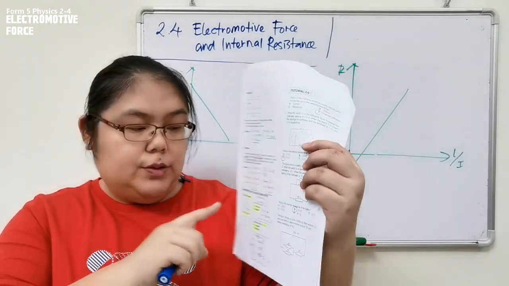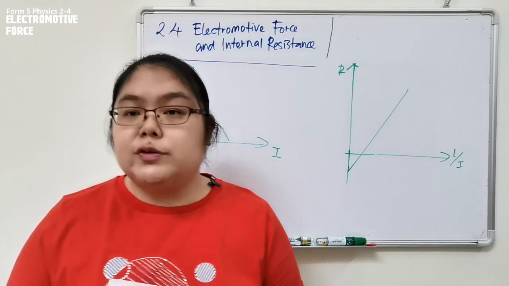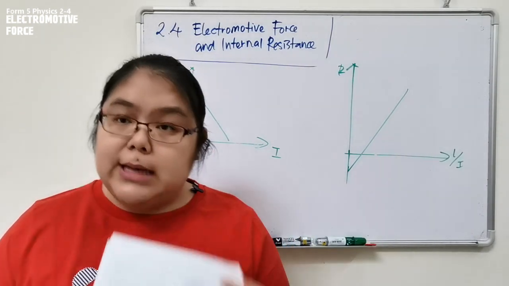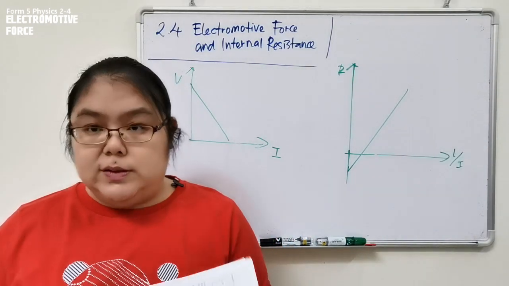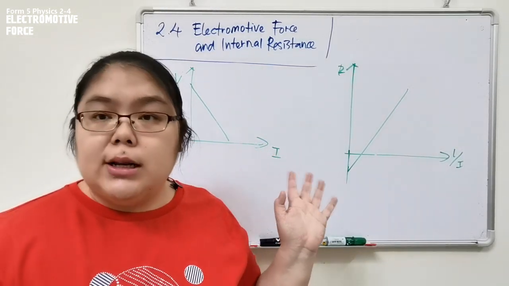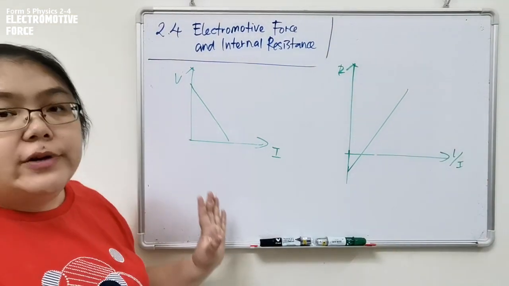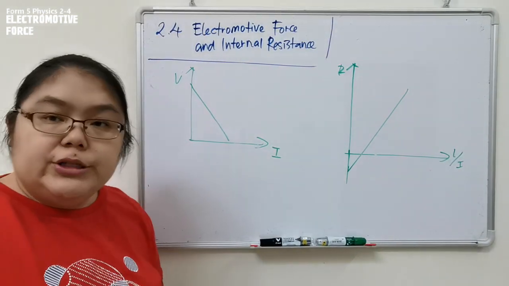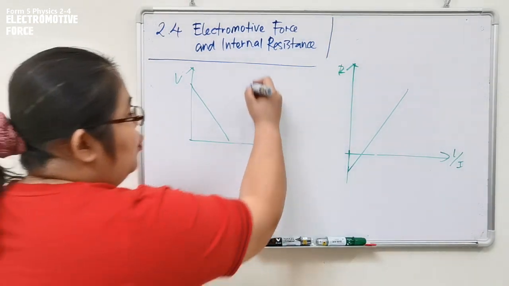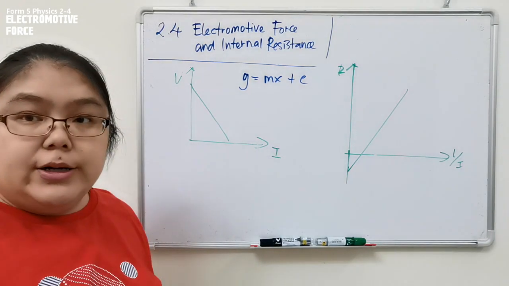Let's see your notes, which show the 2 graphs. With these 2 graphs, we can also find out the EMF and the internal resistance. Make sure the graph has the coordinates labelled. If not, we cannot do anything. Let's see the first one. We're using the original graph equation, y equals mx plus c. This one is the standard.